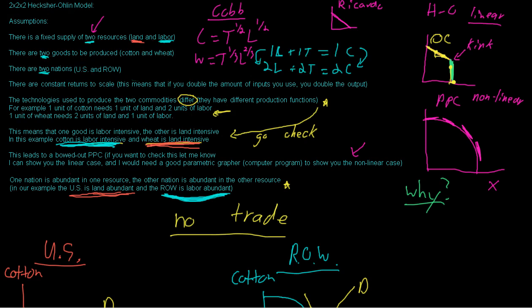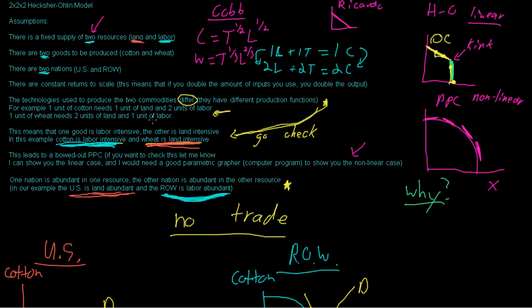These 2 go together and are analogous to one another. This assumption is that the technologies used to produce the 2 commodities, in our case cotton and wheat, are different. So they have different production functions. I just want to illustrate that point. For example, 1 unit of cotton needs 1 unit of land and 2 units of labor, or 1 unit of wheat needs 2 units of land and 1 unit of labor.